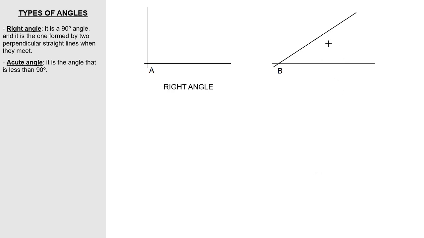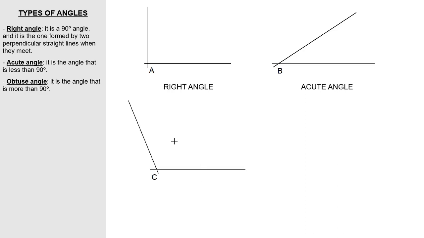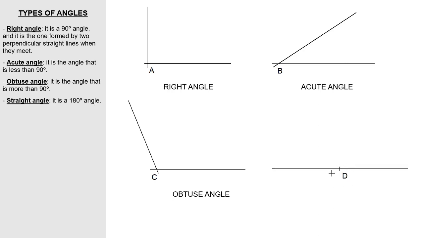If two semi-straight lines intersect forming an angle which is less than 90 degrees, like this angle B, it is an acute angle. If the span of the angle that two semi-straight lines form when meeting is more than 90 degrees, like this angle C, it is an obtuse angle. And if the span of the angle that the semi-straight lines form is exactly 180 degrees, it is a straight angle, like this angle D.